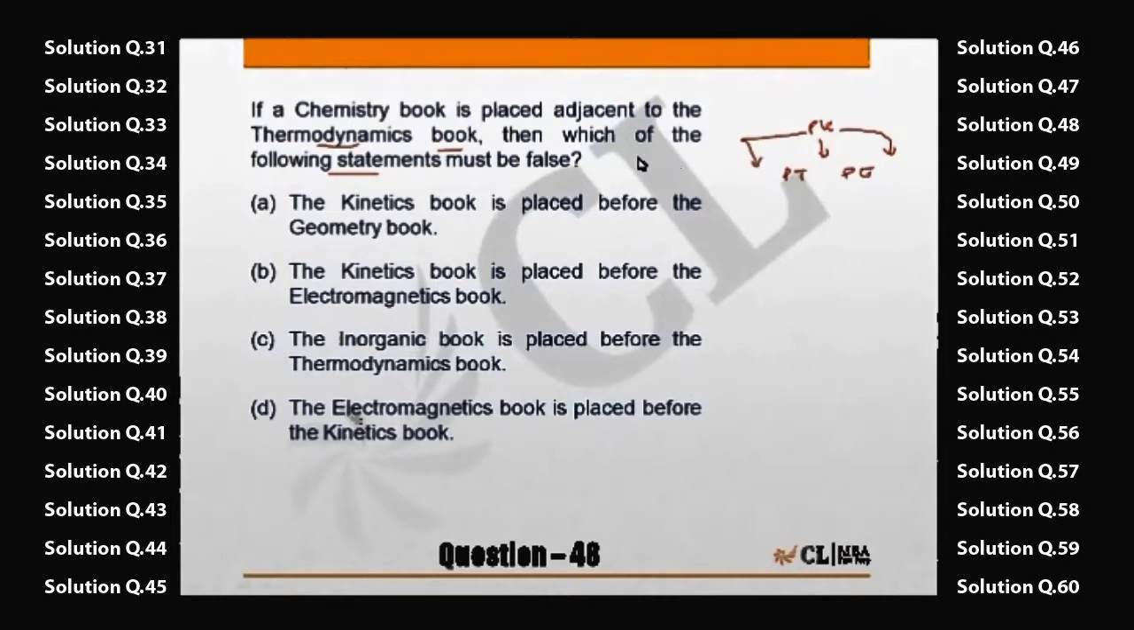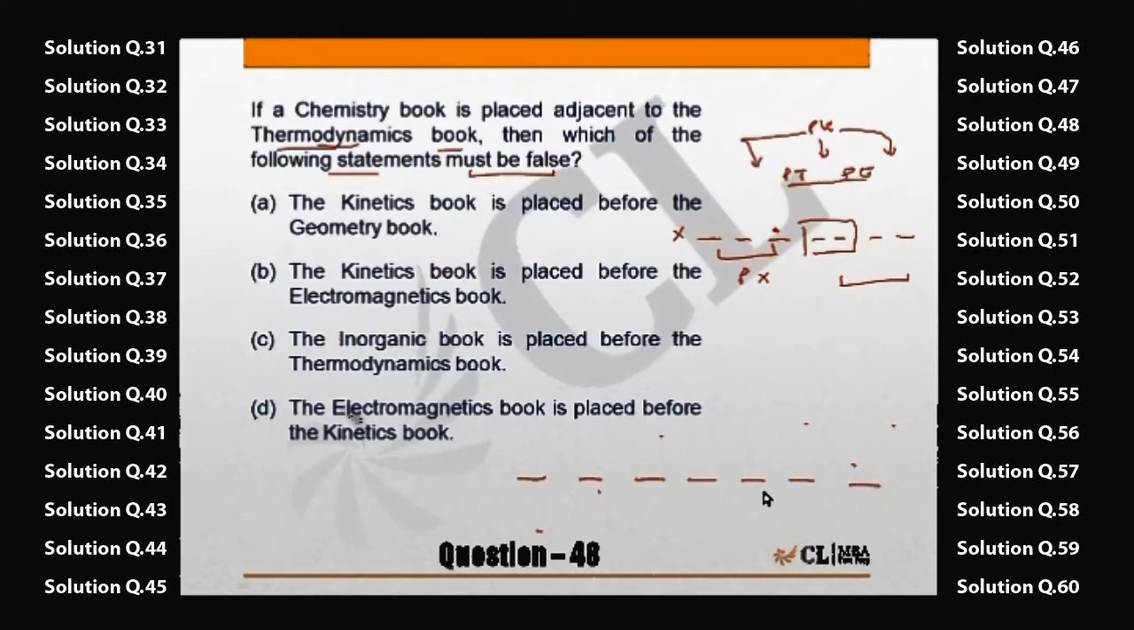But if a chemistry book has to be adjacent to the thermodynamics book, then physics cannot be the first three, because this chemistry will come in the middle two. And if thermodynamics has to be adjacent, then it will have to be here, but thermodynamics has to come before electromagnetic. So this situation is not possible, physics being here is not possible. Physics will have to be in the last three items. So let us try to put that in possible way.